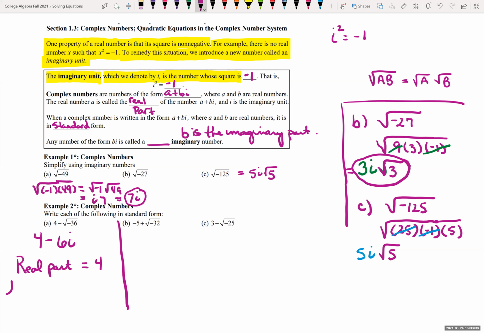Be careful if it asks you for the imaginary part, it's just the number in front of i. Don't tack on the i when you write that. So the imaginary part in this case is negative 6.